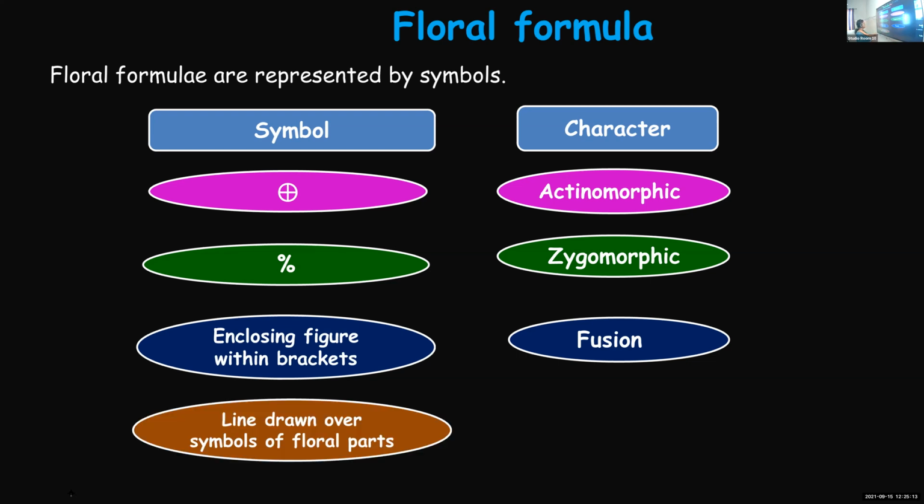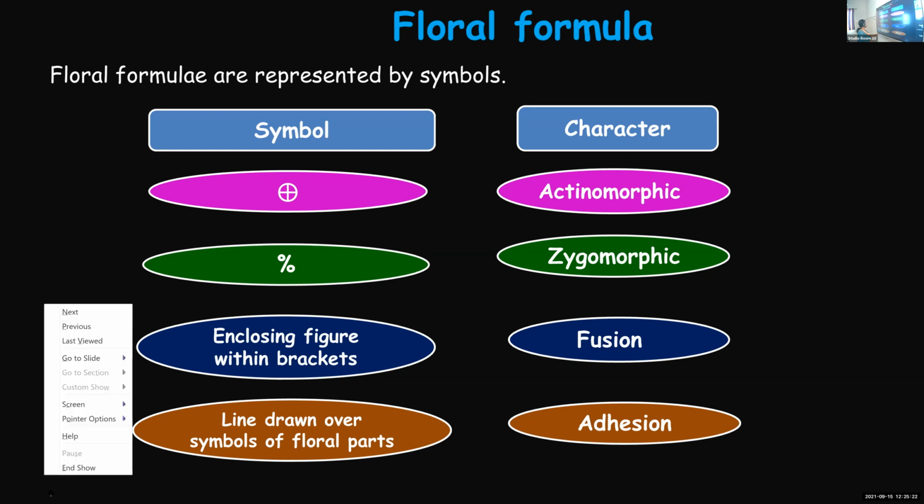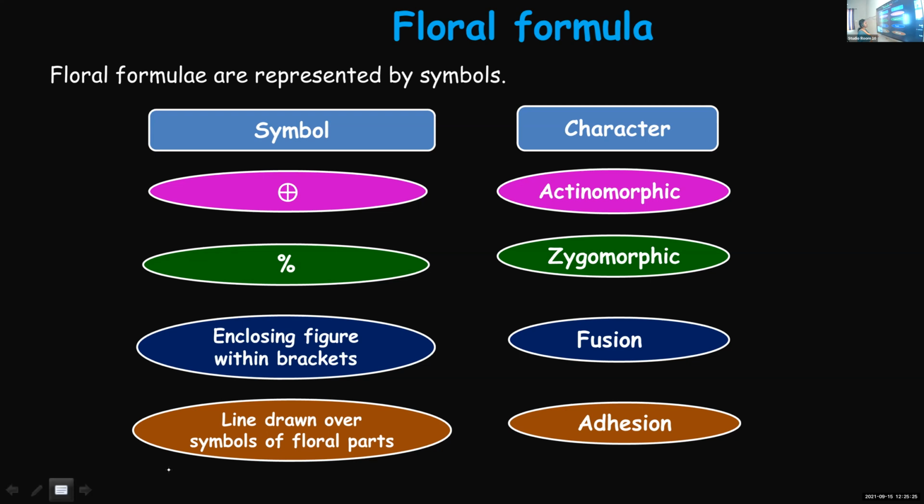Line drawn over the symbols of floral parts. For example, K and C: if there is a line drawn over the symbols of floral parts, that indicates adhesion. That means fusion between calyx and corolla, just an example I'm saying. So that indicates the fusion between dissimilar parts. And if a figure is enclosed within the brackets, that indicates the fusion.